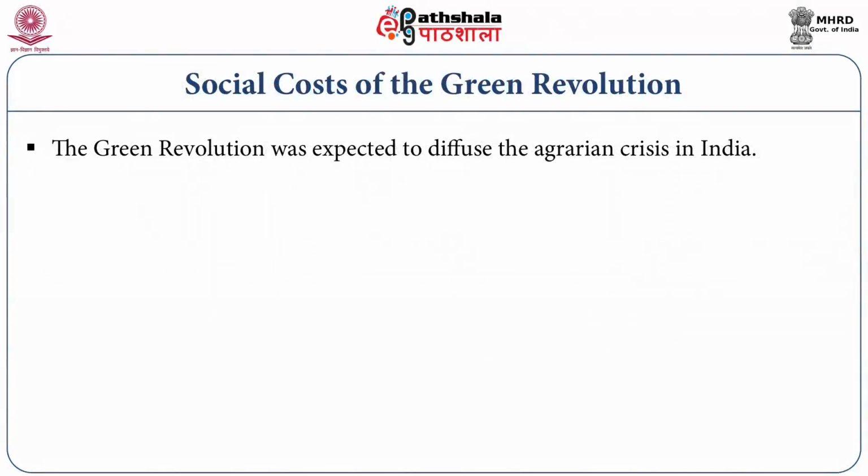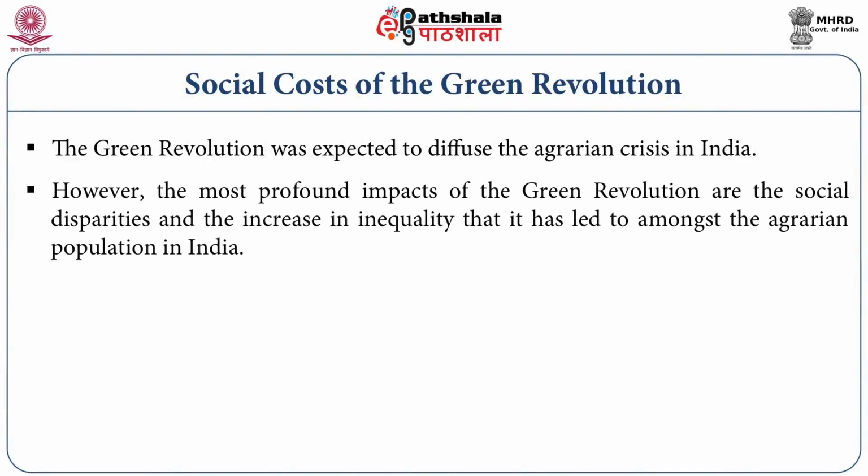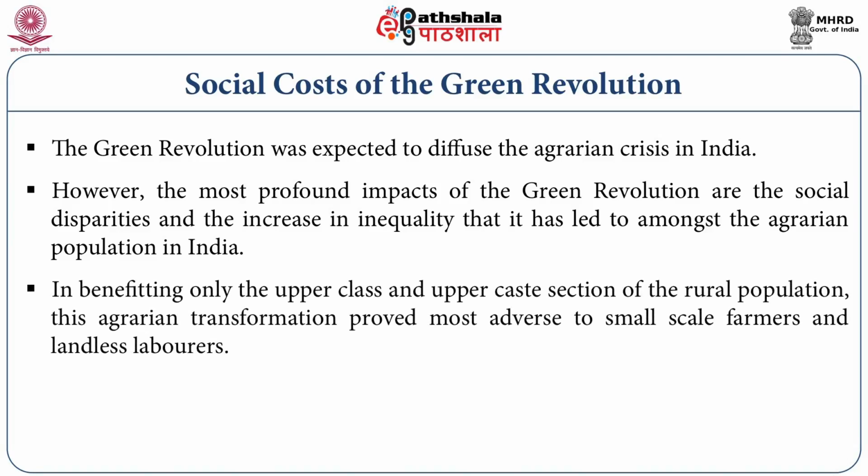Now let us talk about the social costs of the Green Revolution. The Green Revolution was expected to diffuse the agrarian crisis in India. However, the most profound impacts of the Green Revolution are the social disparities and the increase in inequality that it has led to amongst the agrarian population in India. In benefiting only the upper class and upper caste sections of the rural population, this agrarian transformation proved most adverse to small scale farmers and landless laborers.